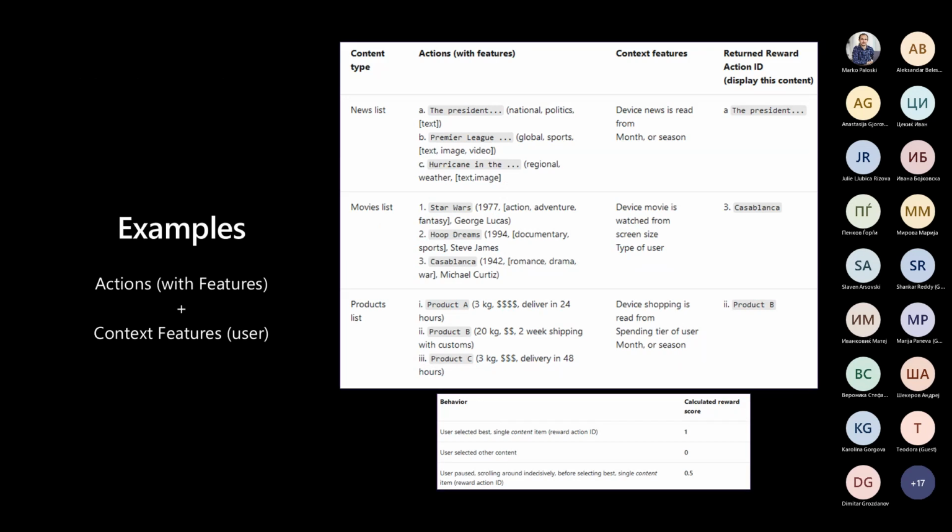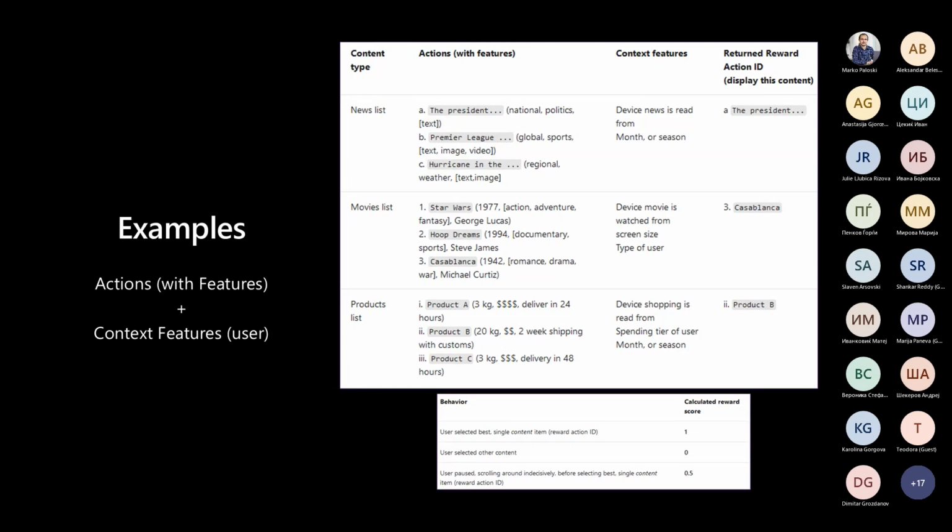All right, let's see some examples of exactly the things that we are talking about. We have two main groups that we work with. There are the actions, which are the items that the Personalizer recommends to the user. These items have specific features in order for the Personalizer to understand the differences between them and recommend. And then there are also the context features, so the features of the user mostly.